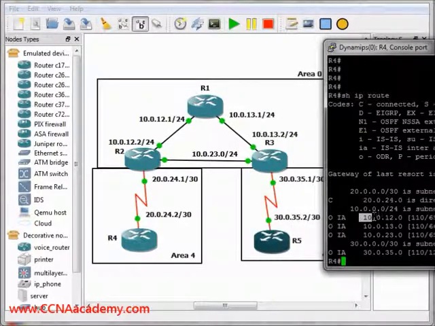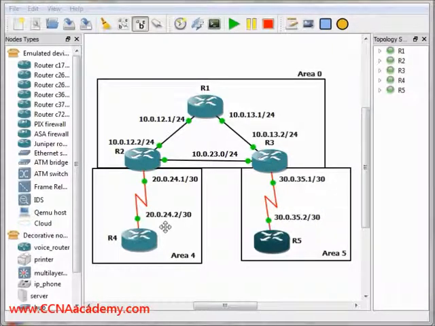Router 4 knows about 10.0.12.0, which is this network, 10.0.13.0, which is this network, 10.0.23.0, which is this network, 30.0.35.0, which is this network. So now router 4 knows about all the networks. So now we ensure that router 1 and router 4 know about all the networks, which is the required target of our example.